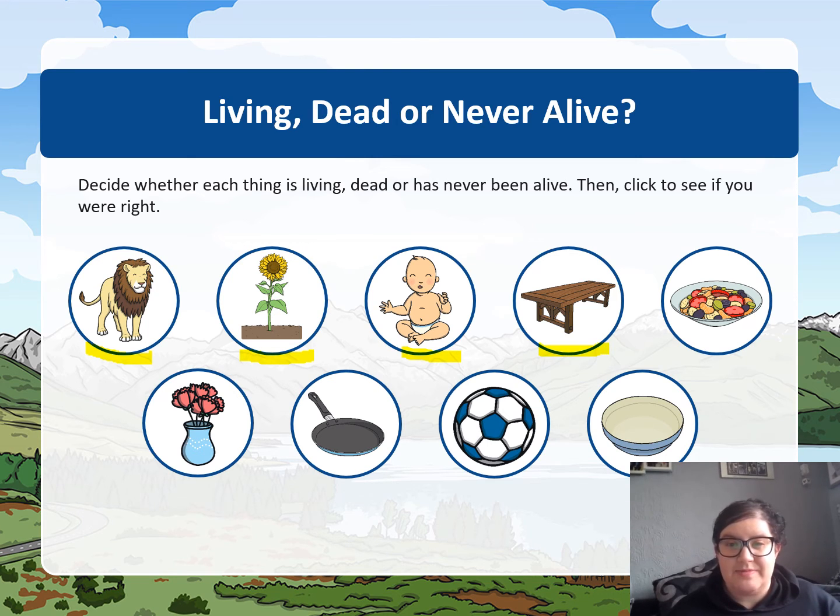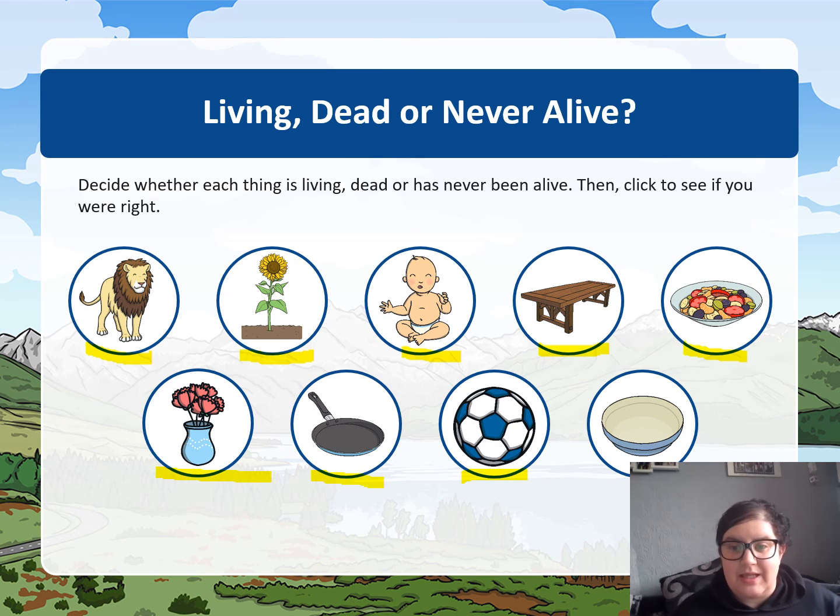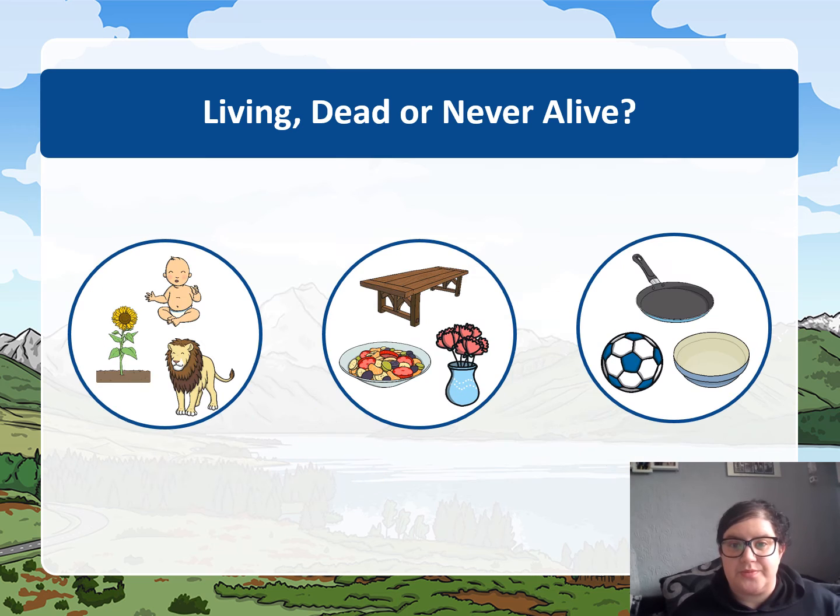The table's made of wood, so it is not alive anymore. Okay, it used to be part of a tree. The wood used to be part of a tree, but it's not alive anymore. The fruit used to be part of a plant, so, well, I think it looks like strawberries and things like that on that picture. The flowers are living things. The metal pan has never been alive. The football has never been alive, and neither has the bowl.